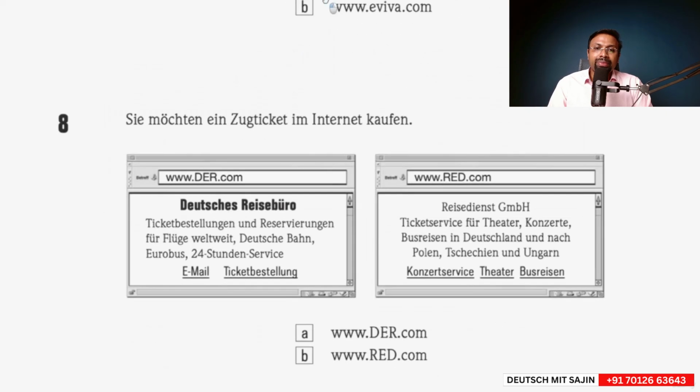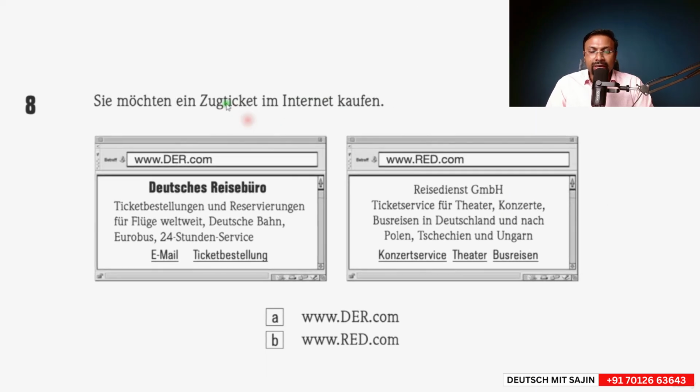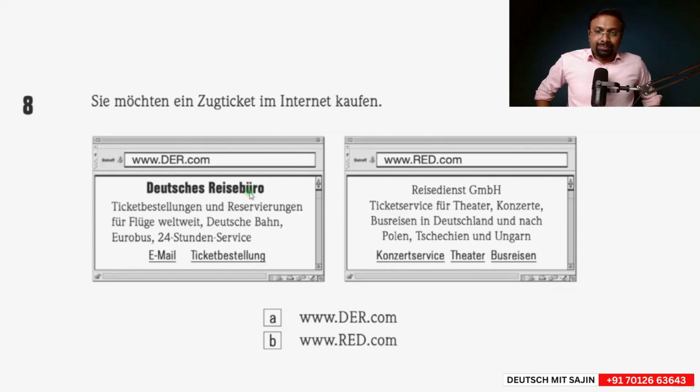Then the next one here, Sie möchten ein Zugticket im Internet kaufen. You would like to buy a train ticket on the internet. Okay, so the Zugticket, the train ticket. Let us have a look at which one of those two will help us. www.dar.com, Deutsches Reisebüro. Okay, like German travel agency. Das Büro means actually office. Die Reise means the journey.